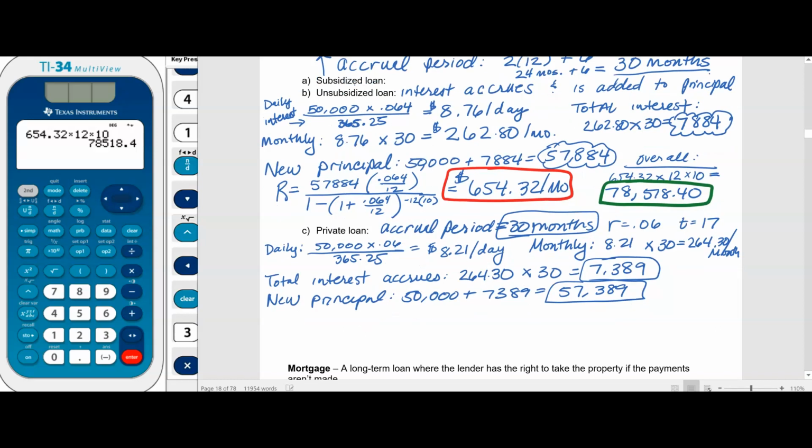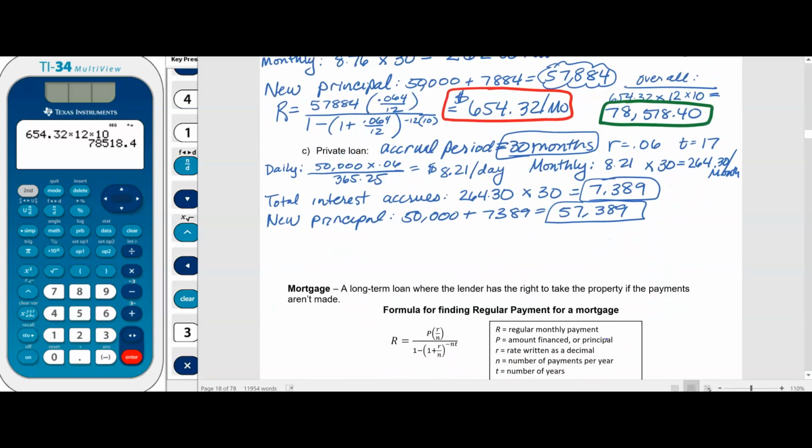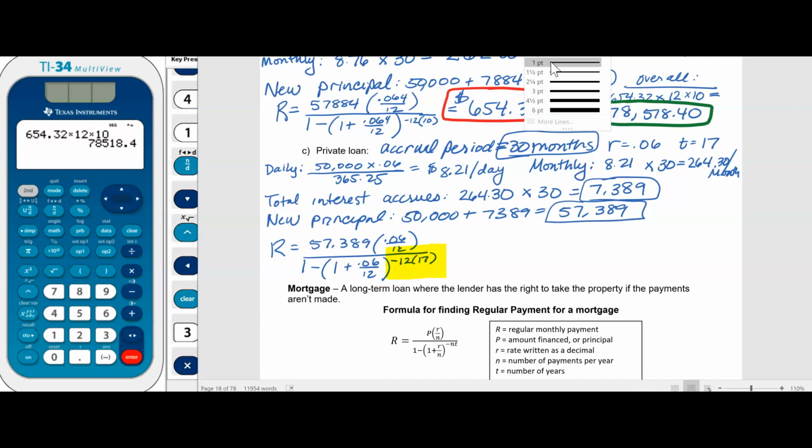So then let me just scroll up here. We're going to use that formula. So I'm going to write R equals 57,389 times 0.06 over 12 divided by 1 minus 1 plus 0.06 over 12 to the negative 12 times 17th power. This is where I'm just going to use a highlighter because this is really important. That exponent is not going to be negative 120 like the book shows you. You've got to adjust because it's a 17-year loan instead of a 10-year loan.